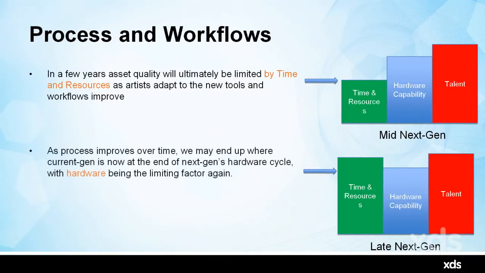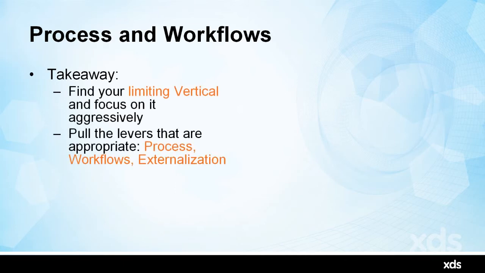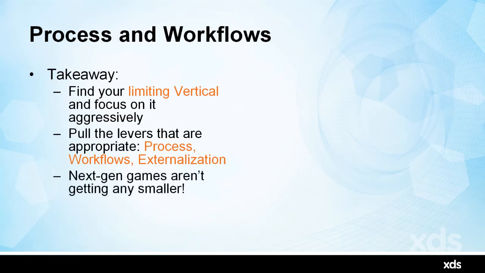And then as process improves over time, like it always does, we may end up where current gen is right now, with hardware capabilities being the limiting factor on next-gen games in about 5 years. I'm just guessing. So it ends back full circle. So it's good to be aware of these when you're tackling your process. So find your limiting vertical, focus on it aggressively, and pull the levers that are appropriate: process, workflows, externalization. Next-gen games aren't getting any smaller, they're becoming pretty huge.